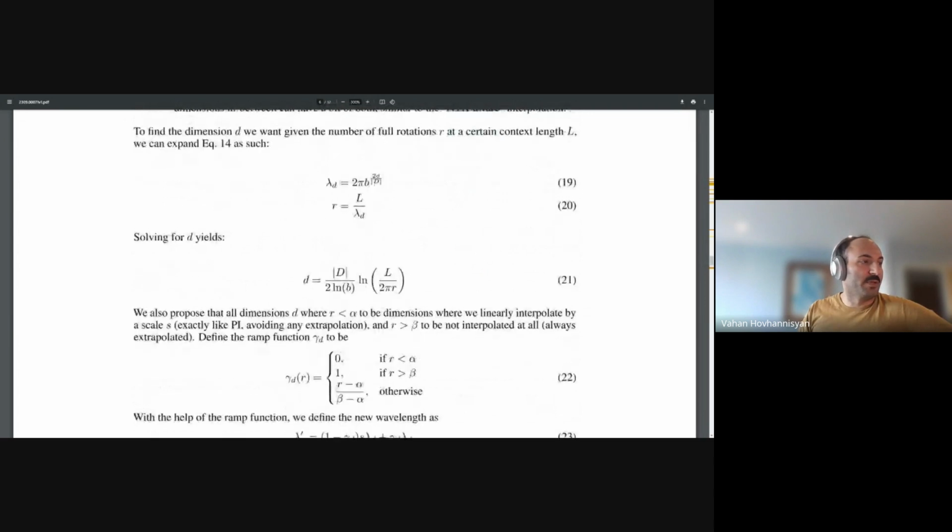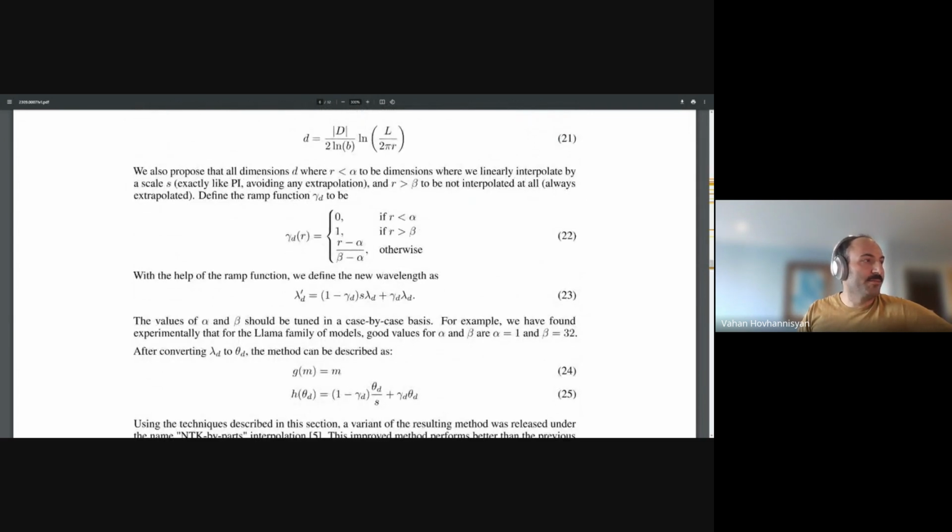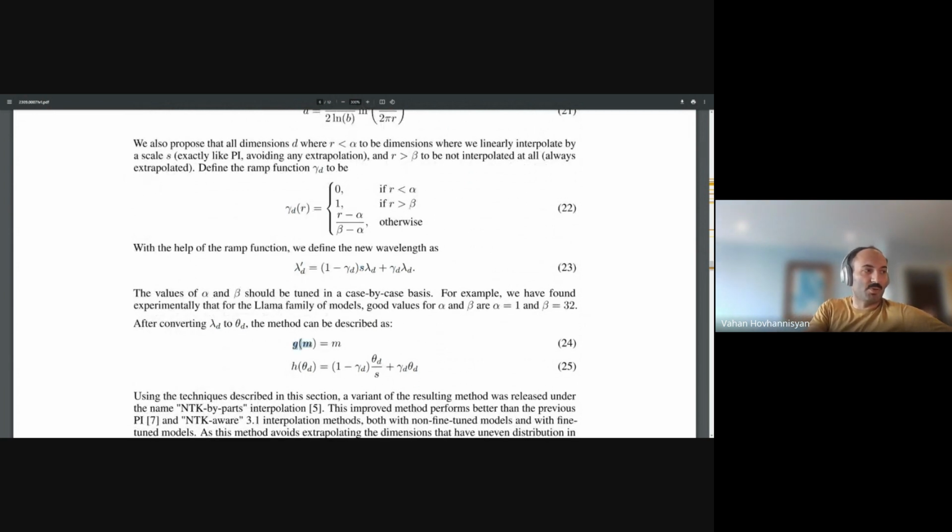And then they do a bit of math, but don't worry about this too much. Basically showing that you need to find the new wavelength from the previous ones. So gamma is a parameter depending on the current values. It's like a scaling parameter. And S is the scale between the new context size and the trained context size. Okay, so this helps us come up with the new G and H functions.